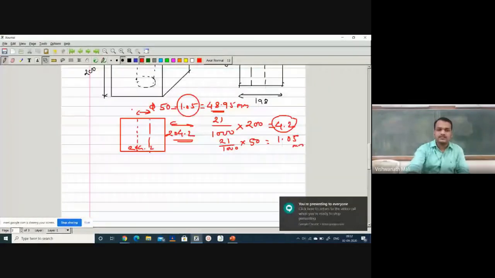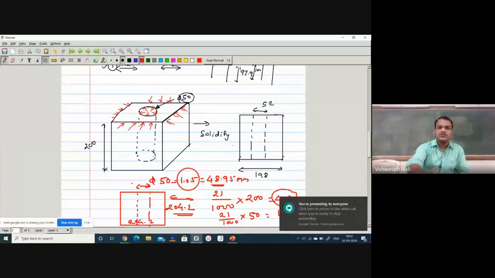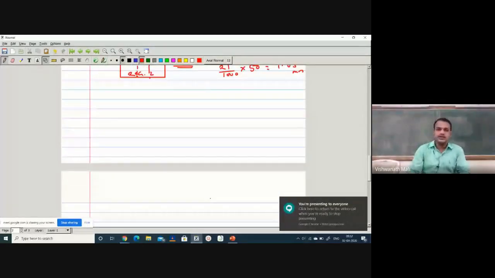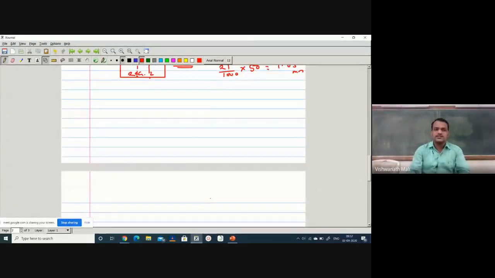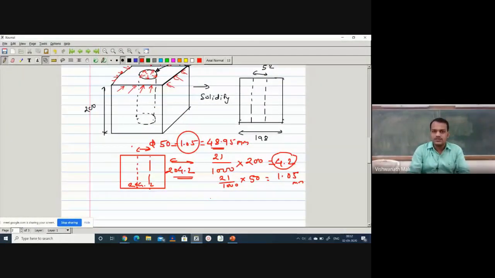Shall we go for the next, draft allowance? These are the things which I did not tell in the last lecture. So this is how we give the shrinkage allowances to the pattern.